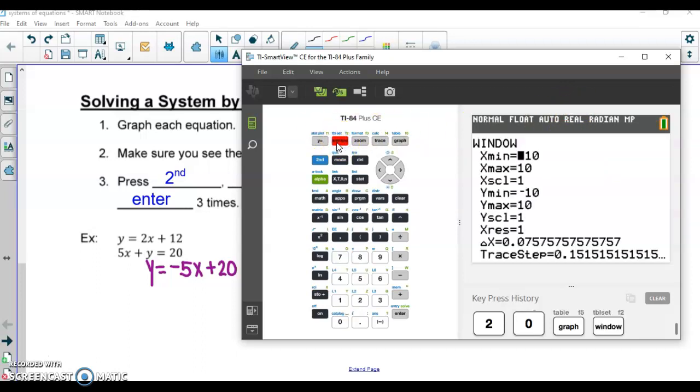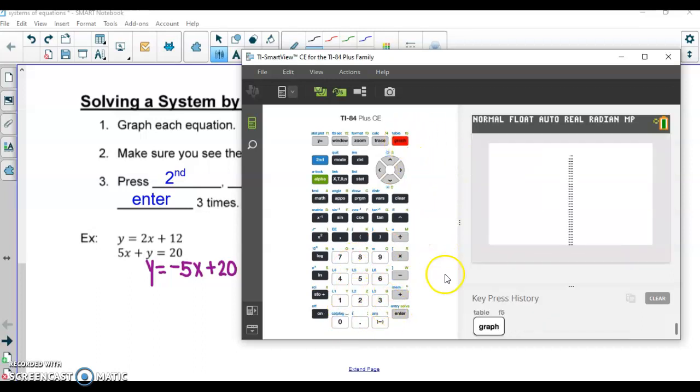So I'm going to hit window. And my y max, I need more y's. So I'm going to scroll down. And my maximum y value, I have to go higher. I'm going to try something, I don't know, 30 maybe? And then try graphing, and let's see, do I see the point of intersection? Ah, I do, good.